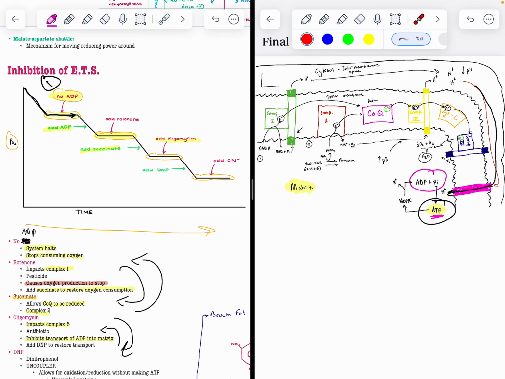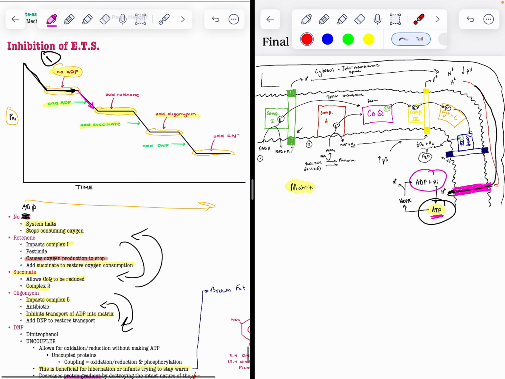So how do we bypass that? How do we get over this inhibition of not having ADP and start consuming oxygen again? Well, we just add ADP. As soon as we add ADP back into the system, this whole complex starts over again. It gets ripping again because we have ADP and we have reactants to react the hydrogens with. Now, number two, adding rotenone.